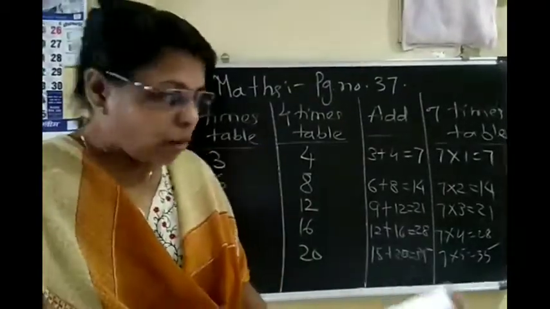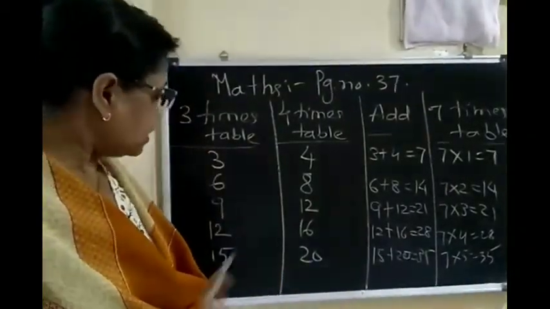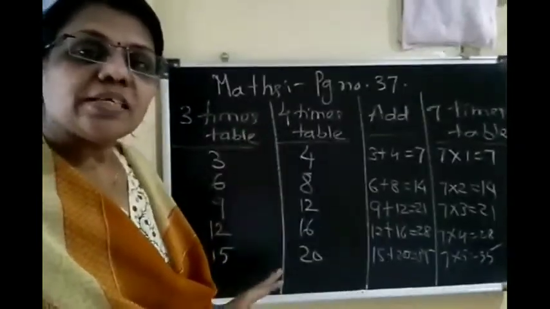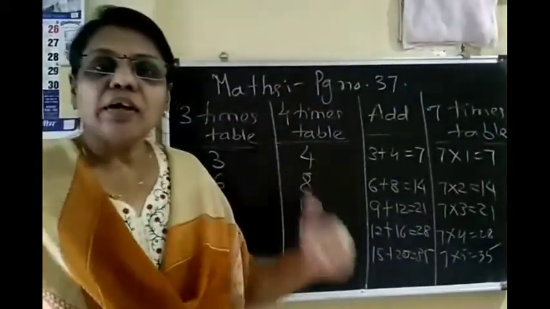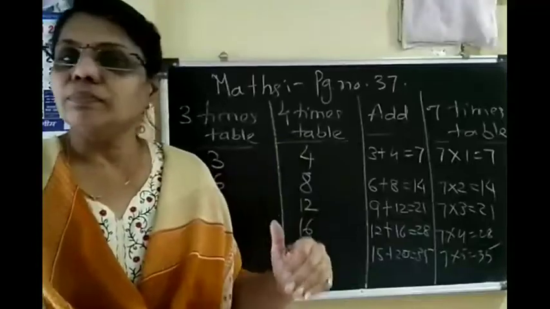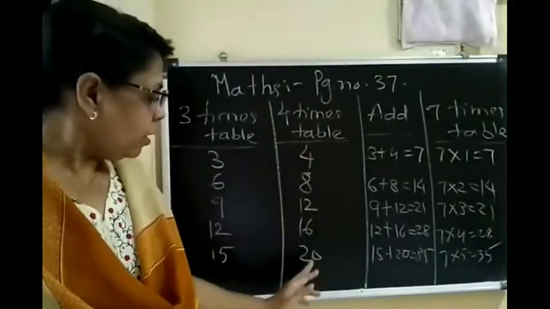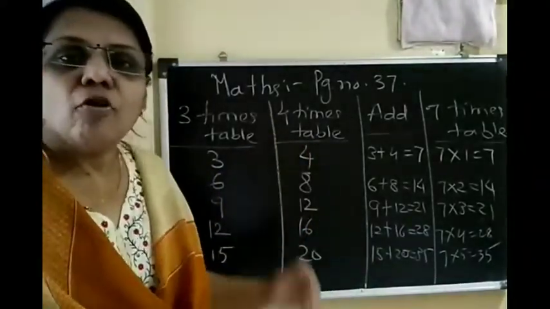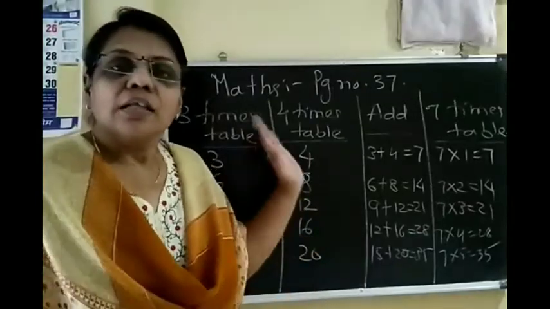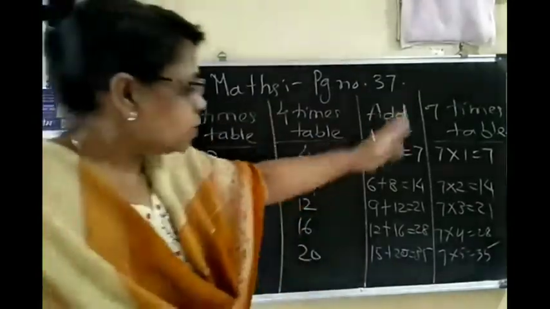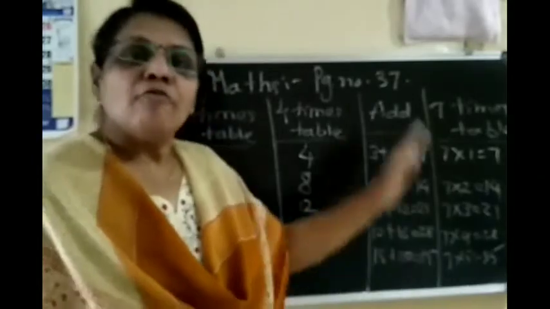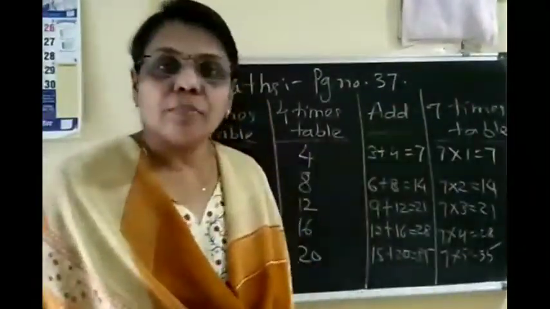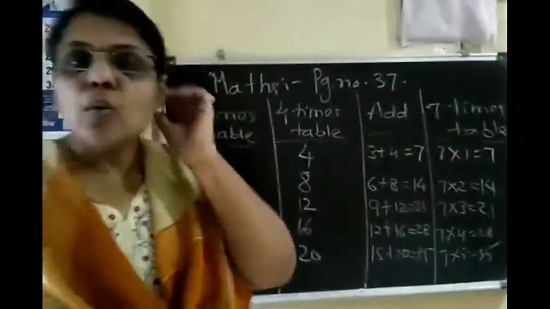Now here 3 6s are, 4 6s are, 3 7s are, 4 7s are, 3 8s are, 3 9s are, 3 10s are. Okay. 4 6s are, 4 7s are, 4 8s are, 4 9s are, 4 10s are. The answers that you get, please go on adding them. From that we will get the 7 times table. So the remaining you can do as homework.